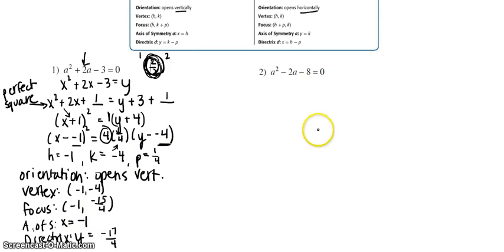Alright, so this next one, I want you to pause this and I want you to try it on your own. I'm going to wait just a second and I'm going to continue doing this one, so if you have no idea what's going on, you don't have to pause it and I'll just keep going.